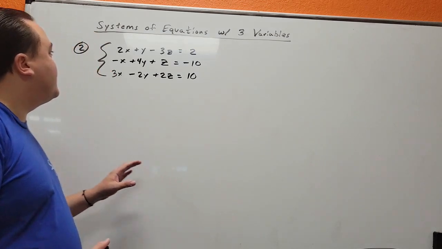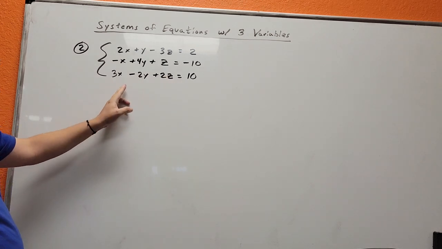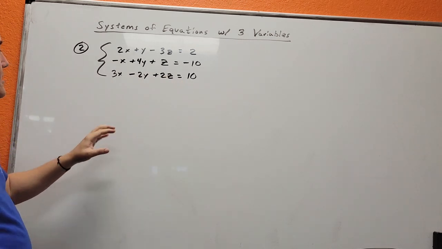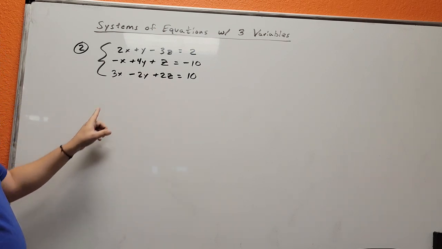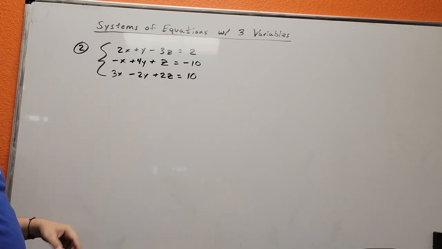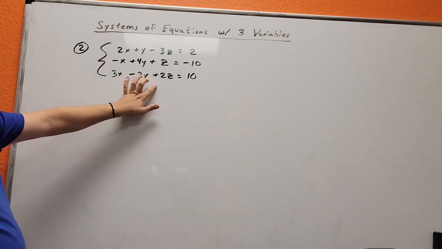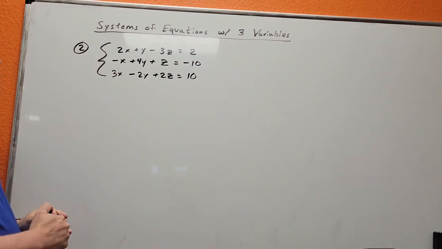Okay, so question number 2 here. We have 2x plus y minus 3z equals 2. Negative x plus 4y plus z equals negative 10. And 3x minus 2y plus 2z equals 10. And you want to, again, pick whichever letter is going to be the easiest to eliminate. From what I'm looking at, maybe either y's or z's. I don't think there is a best pick there.